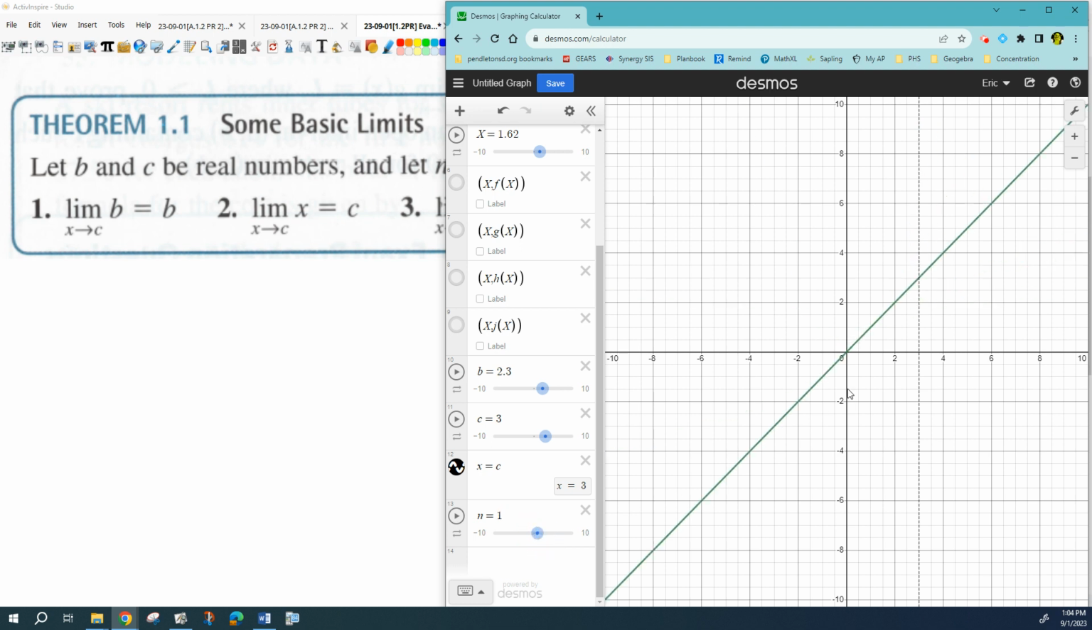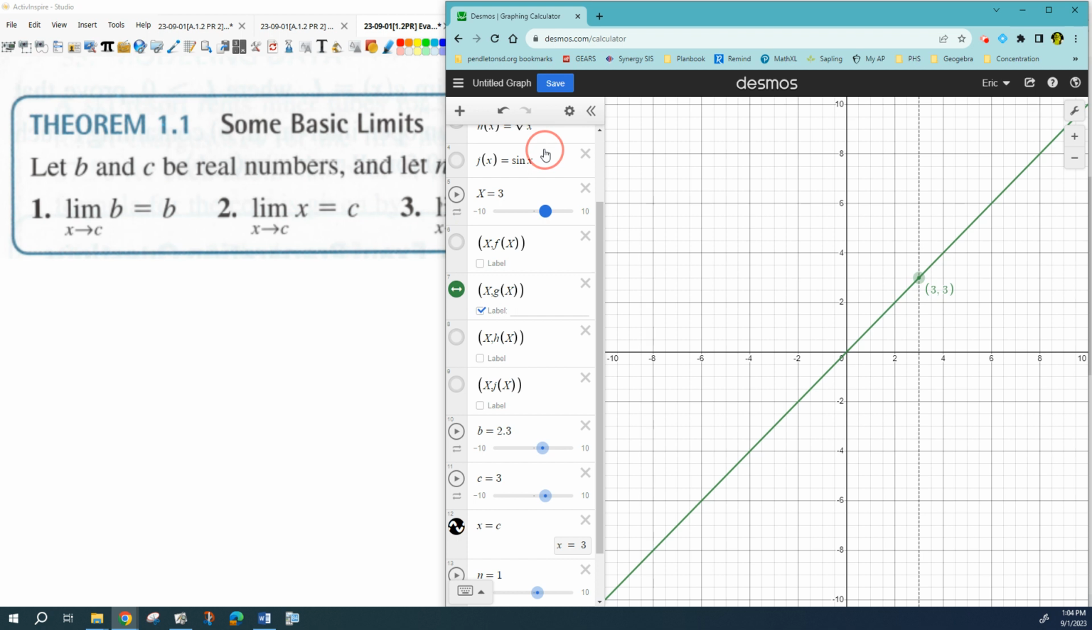Right? And again, as we approach x equals 3, what's the y value going to approach? Well, 3. Agreed? Because the function is y equals x, f of x equals x. So as x approaches 3, f of x approaches 3. Agreed? So again, direct substitution is always going to work, and the answer is always going to be c in that case, because the function is just the line y equals x.